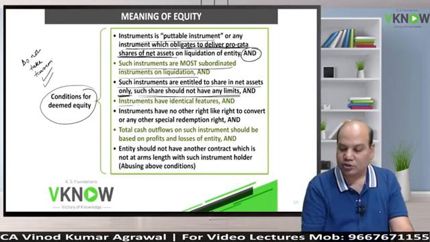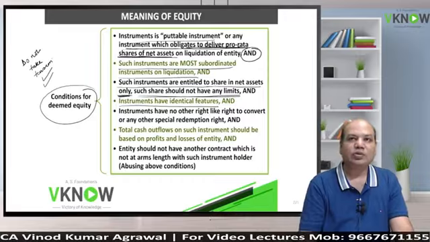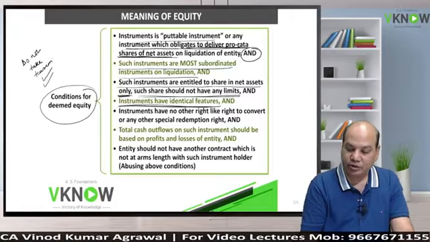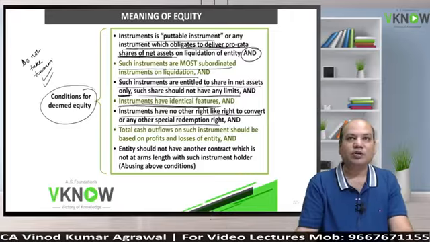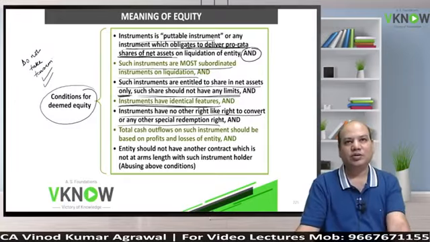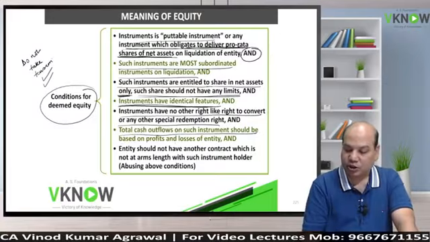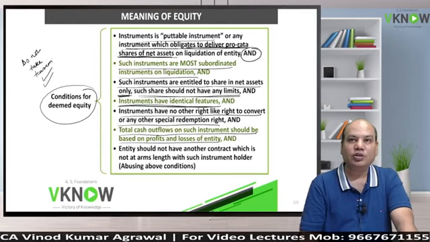And the instrument should have identical features. All the instruments should have identical features in terms of their rate or maturity or convertibility or whatever. Then instruments have no other rights like the right to convert or any other special redemption right. They should not hold any special right like conversion right, etc. Total cash outflow on such an instrument should be based on the profit and loss of the entity.